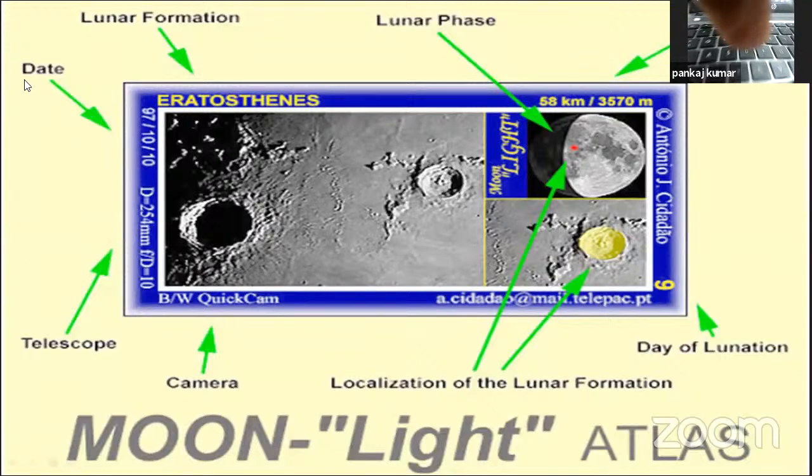Moon atlas. moon का कुछ atlas है तो इसमें दिखाया गया है टेलीस्कोप्स कैसा दिखता है, लूनार फॉर्मेशन कैसा है, lunar day atlas.